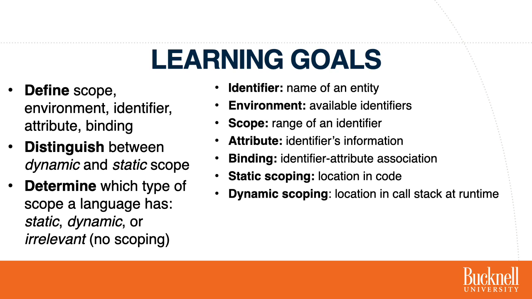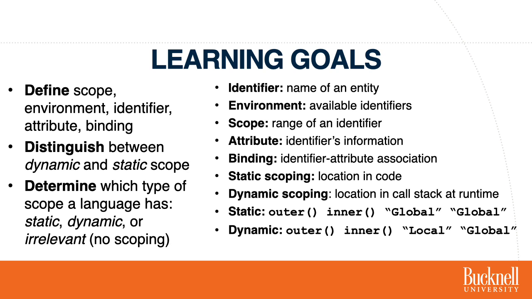Finally, if we want to determine which type of scope a language has, static, dynamic, or irrelevant, that is to say, it has no scope, well, you could do worse than using this pseudocode that you saw earlier in these slides. For statically scoped languages, if we call outer and inner, we would get global printed out twice. And this is because outer setting the variable to local has no effect.